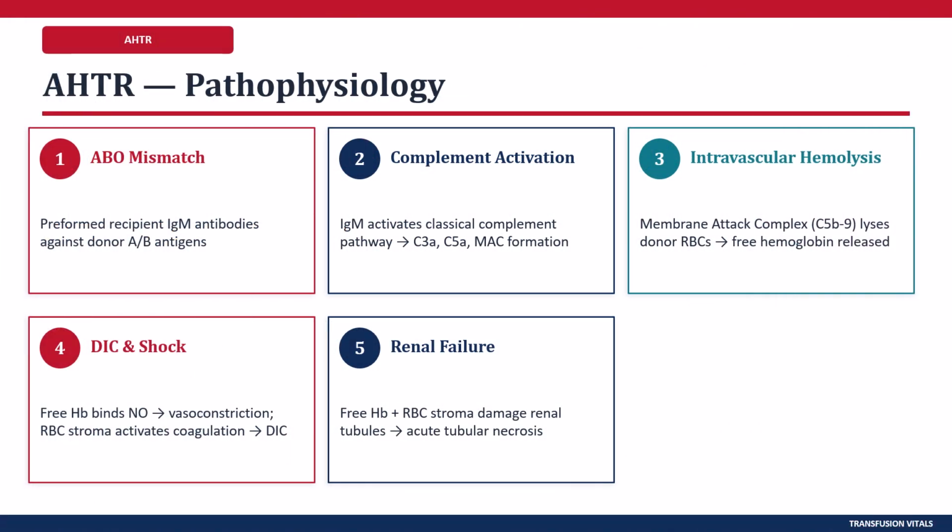Let's trace the pathophysiology step by step. Step 1. The patient already has naturally occurring IgM antibodies against A or B antigen. For example, a group O patient receives group A blood. Step 2. These IgM antibodies immediately activate the classical complement pathway. C3a and C5a are released, powerful anaphylatoxins that cause vasodilatation and inflammation. The membrane attack complex, MAC, begins to form.